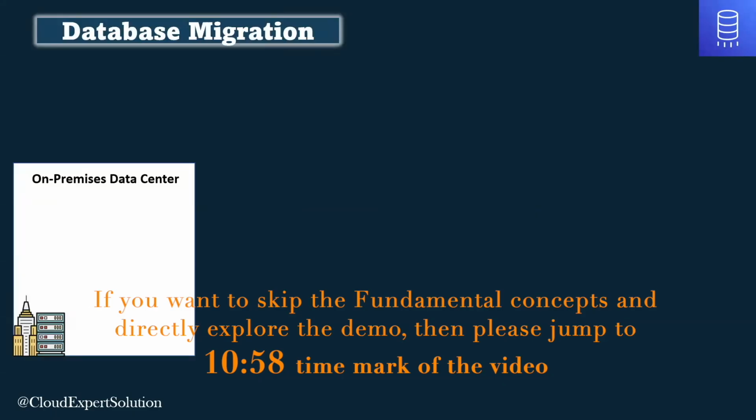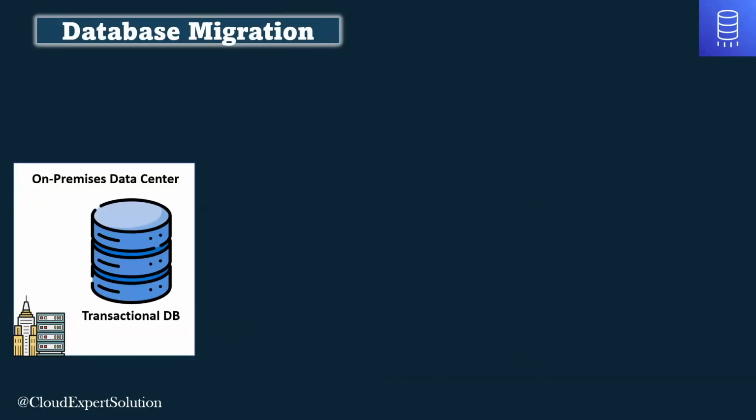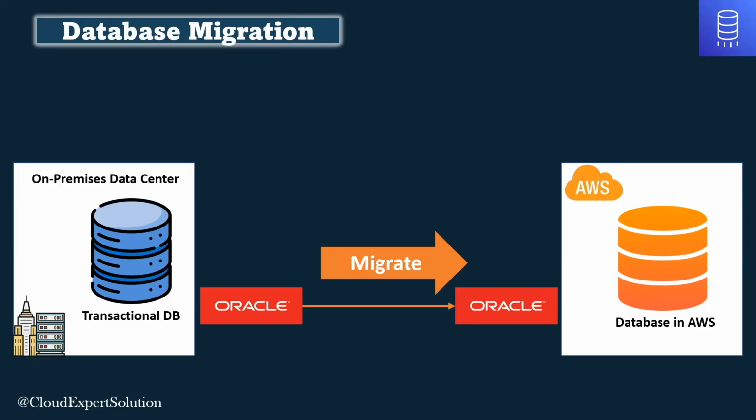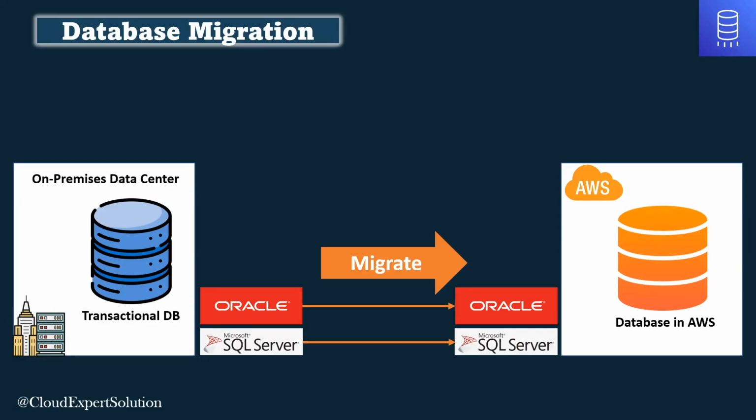We'll start with database migration concept. Let's assume I have an on-premise data center where I have a transactional database. I want to migrate the database to a target database in AWS. You can have an Oracle database in your on-premise and you want to migrate to an Oracle database engine in AWS Cloud. Or you could have a Microsoft SQL Server database engine in on-prem and you want to migrate to Microsoft SQL Server in AWS Cloud.